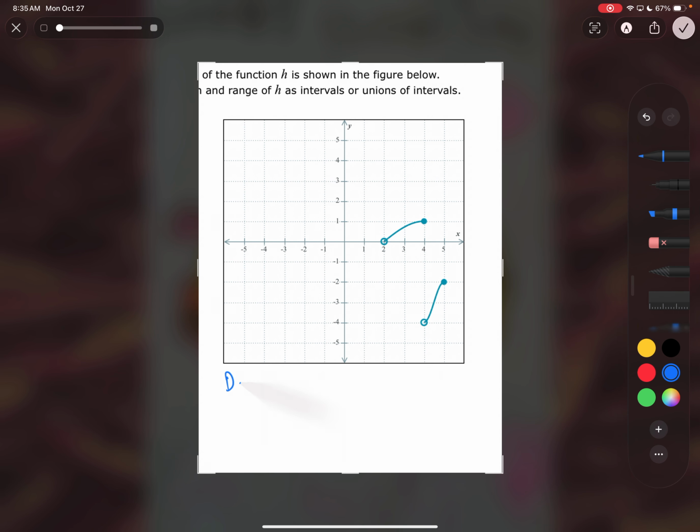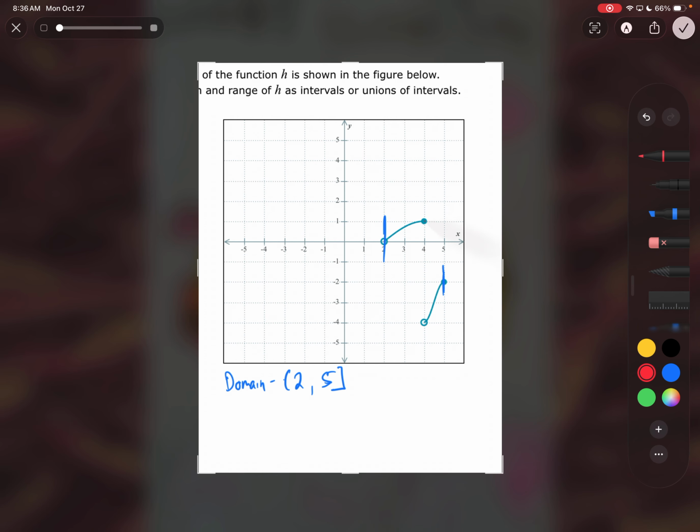All right, so the domain of this one, the furthest point left would be 2. And then, well, it does equal 4, right? But this one's also at 4. So if this one ends at 4 and this one starts at 4, then I can go all the way to here, which is 5. There is no gap in the graph. So it goes to 5 with a bracket.